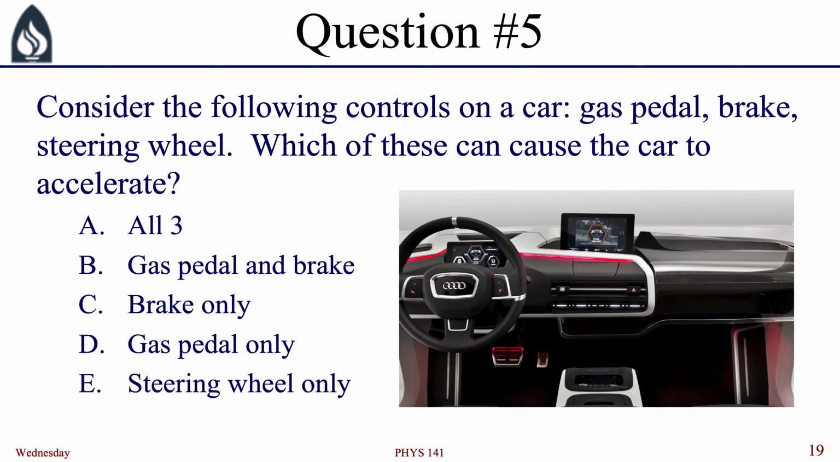And then the steering wheel, well, velocity is both a speed and a direction, and acceleration is a vector. So if we change the direction of motion of the car, we will be changing the velocity vector, and that is also an acceleration. So all three controls can cause the car to accelerate, because an acceleration takes into account both the change in speed and the change in direction.